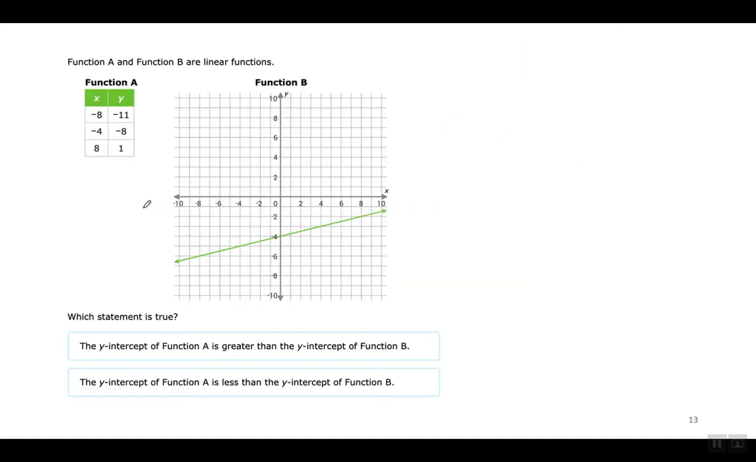Alright, so in this one we're comparing the Y-intercept. The Y-intercept in function B is negative 4. El Y-intercept de función B es negativo 4.